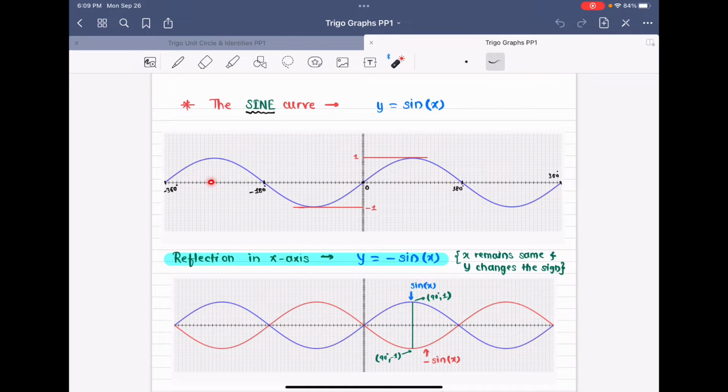Sine of negative 270, positive 1. Sine of negative 180 is 0. Sine of negative 90, negative 1. Sine of 0 is 0. Sine of 90 is 1. Sine of 180 is 0. Sine of 270 is negative 1. And sine of 360 is 0.